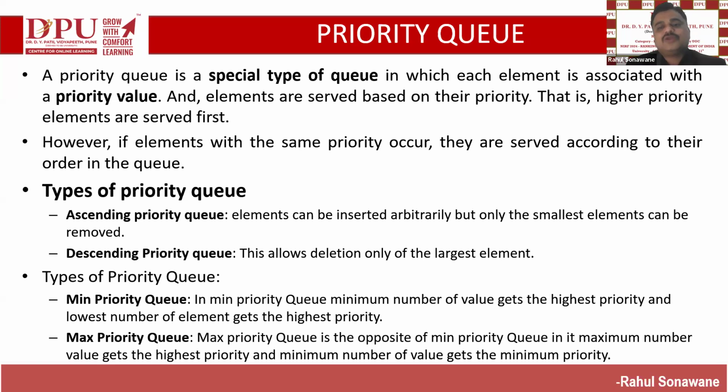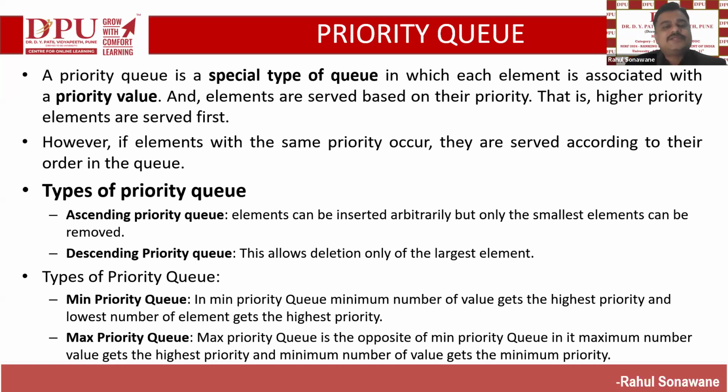So here the basic idea is the elements will be served based on their priority, not by using the logic of first in, first out, right? As we are going to assign some priority value to each one of them, they will be processed according to the priority value. Here, the higher priority elements must be served first, or you can say they will be prioritized, right?